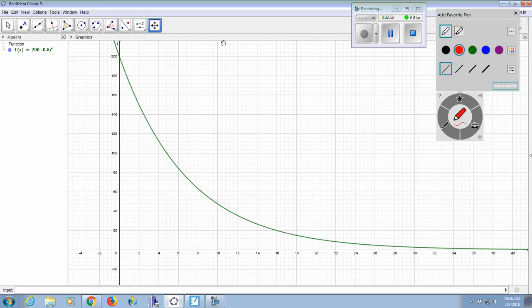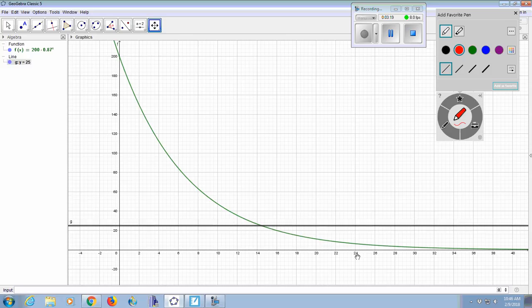So the question is, when will it be at 25 micrograms? Okay, 25 micrograms is on the y-axis, and so 25 would be roughly right here. So you would draw, let's put it in with GeoGebra. GeoGebra can do it exactly. Y equals 25, there you go. And now you want to see, where does y equals 25 intersect with the green graph? The black line is called G, and the green graph is this function. So let's intersect them.